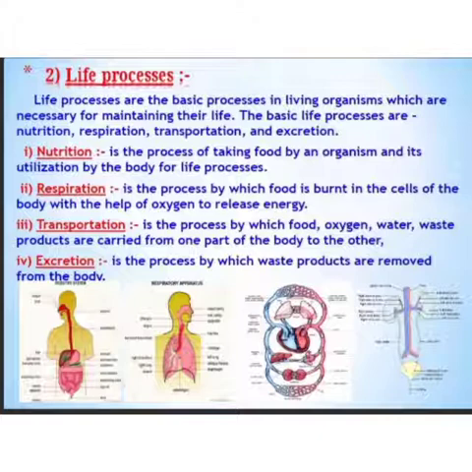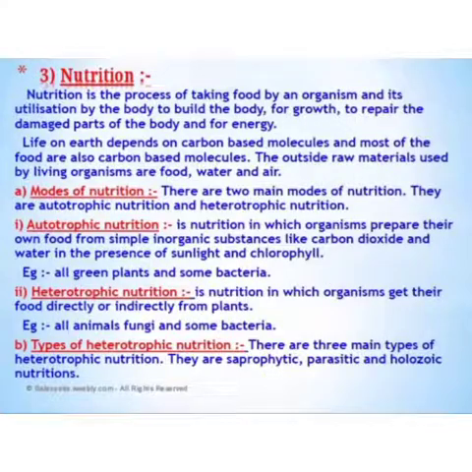Modes of nutrition. There are two types of nutrition: autotrophic nutrition and heterotrophic nutrition. Autotrophic nutrition is one in which organisms prepare their own food. Example: all green plants and some bacteria. Heterotrophic nutrition is one in which organisms get their food directly or indirectly from plants. Example: all animals, fungi and some bacteria.